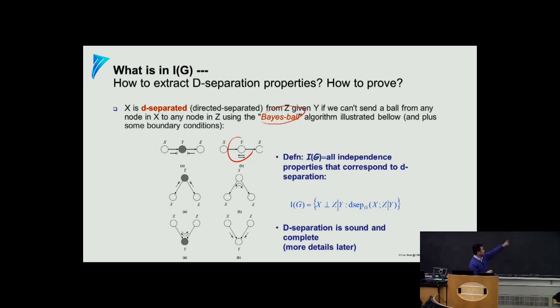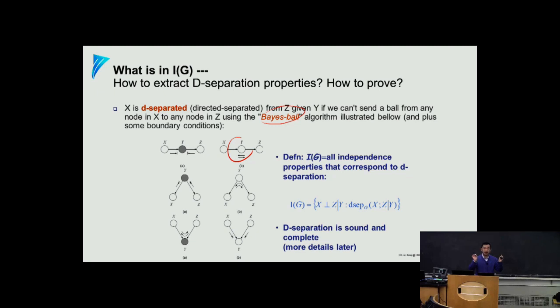And then there is this third condition, which is a little bit trickier. You can imagine it corresponds to our V-structure. If the node is shaded, is observed, you actually pass it. If it is not, you bounce back. Okay, so these are the very, very local rules that you need to follow. And you just follow them whenever you run into a node in the middle.